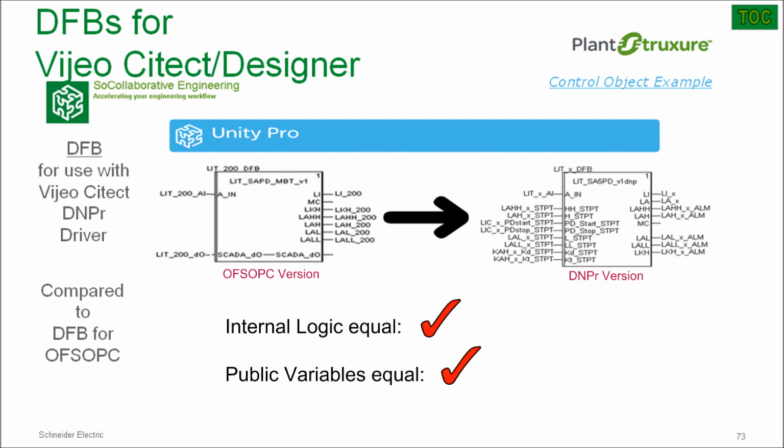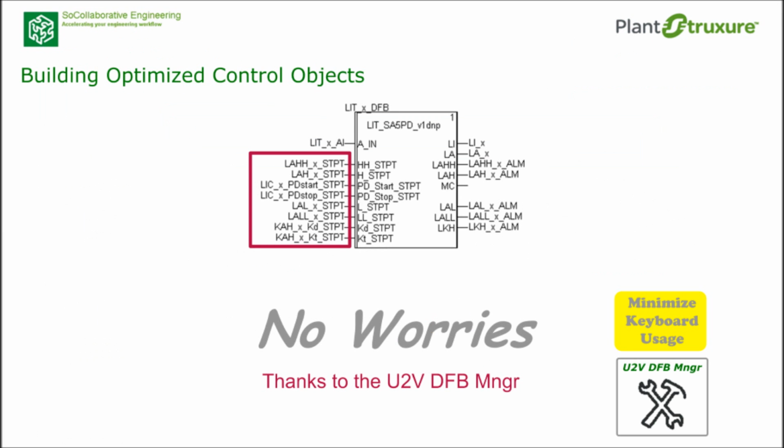Here is a basic comparison of the previously reviewed level transmitter DFB used for the OFS OPC driver versus the one to be used with the DMPR driver. Is the internal logic the same? Check. Are the public variables the same? Check. Notice that the new DMPR version has no SCADA data object, and what are those new DFB pin variables doing there? No worries, the DFB Manager has got your back again, just as before with the OFS OPC version. Again, boom, done.